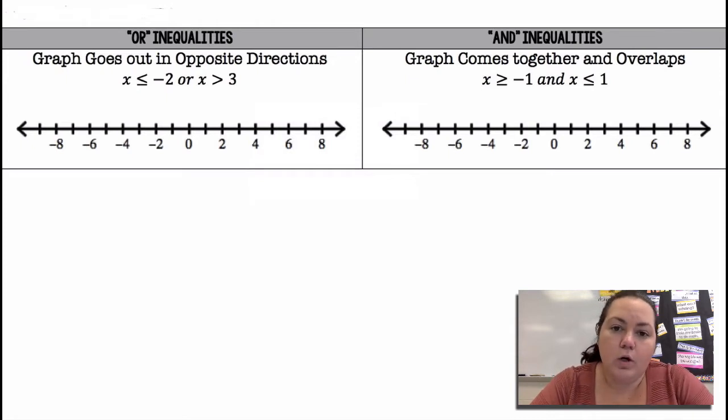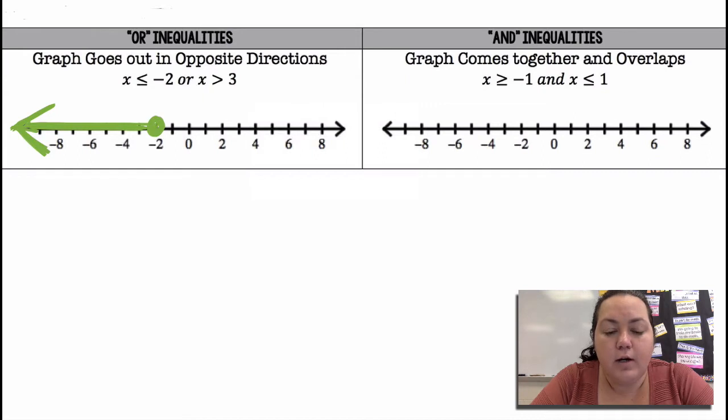So for the or, when you graph it, the graph is going to go out in opposite directions. Okay, so we have x is less than or equal to -2 or x is greater than 3. If I graph x is less than or equal to -2, I would put a filled in circle at -2 and shade to the left. And then for the other one, I would go to 3 and put an open circle and shade to the right. So it's going to go out in opposite directions if it's an or separating the two.